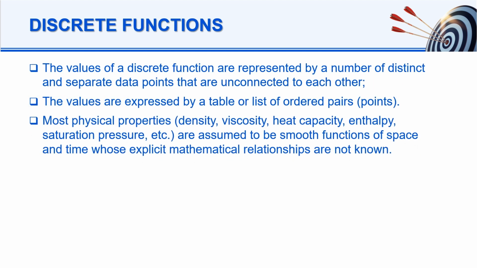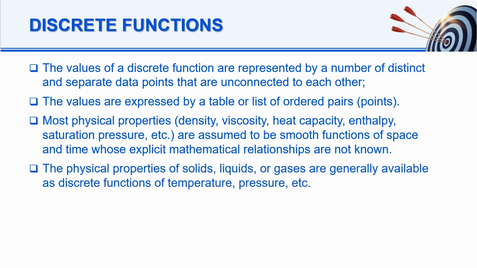Most physical properties, density, viscosity, heat capacity, enthalpy, saturation pressure, etc., are assumed to be smooth functions of space and time whose explicit mathematical relationships are not known. The physical properties of solids, liquids, or gases are generally available as discrete functions of temperature, pressure, etc.